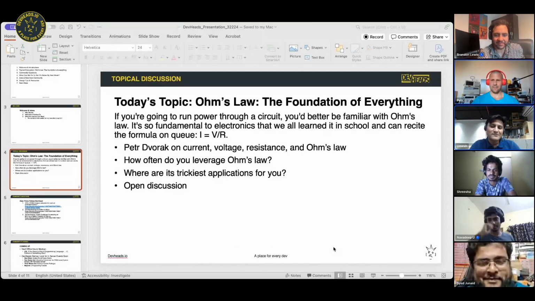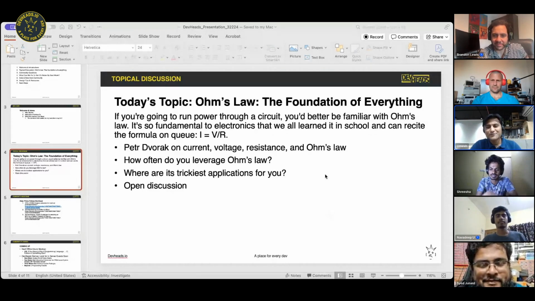Another thing I want to add is how I personally use it. I always do the calculations just to safeguard myself. And then I choose the value which is nearby and available in the market.